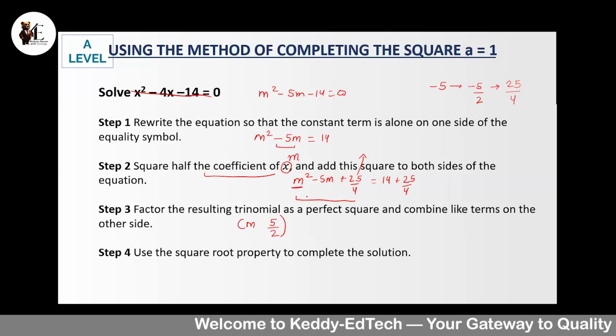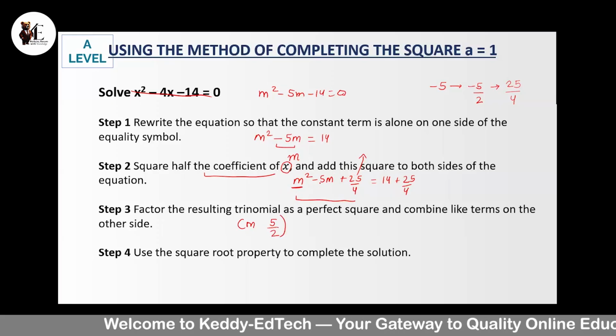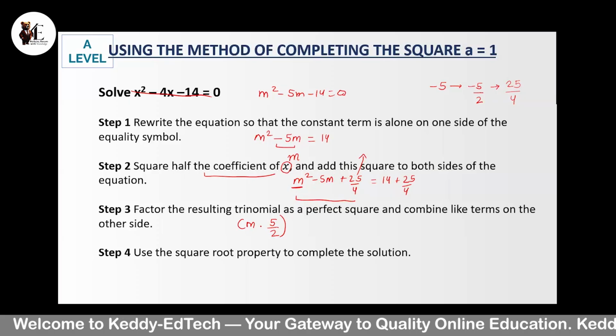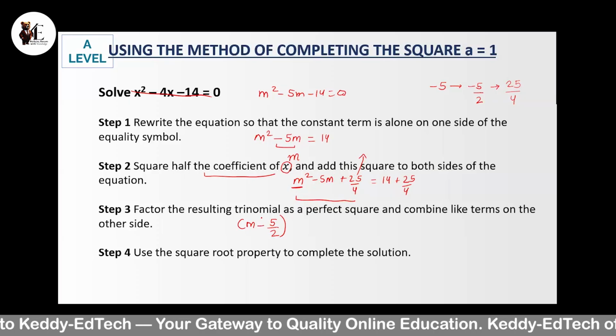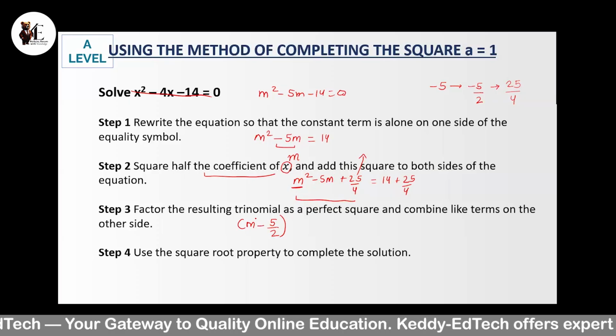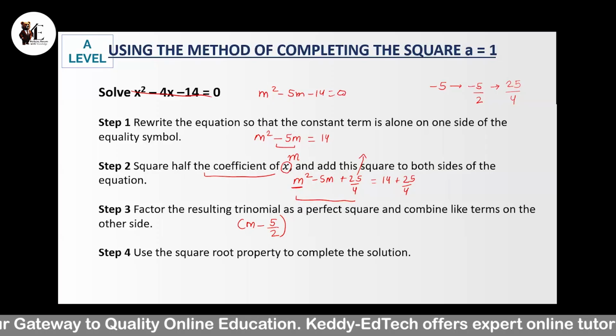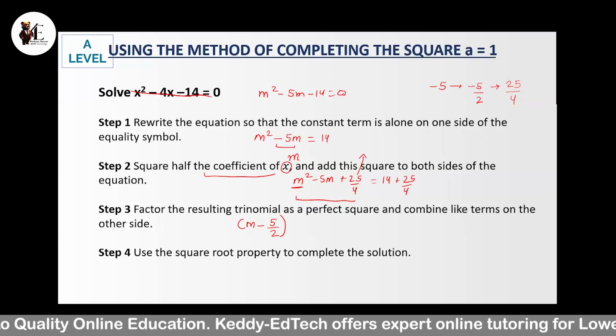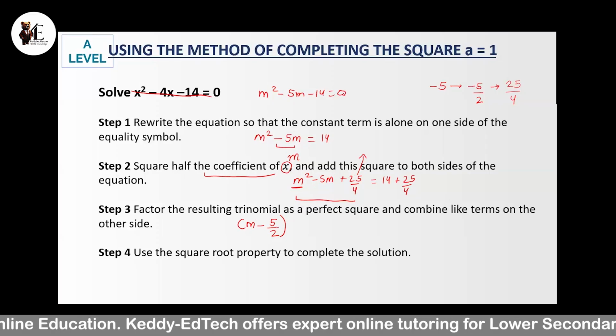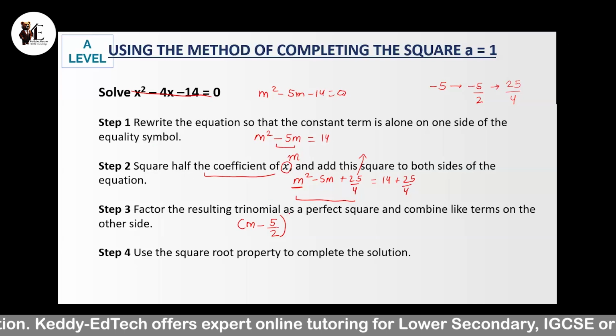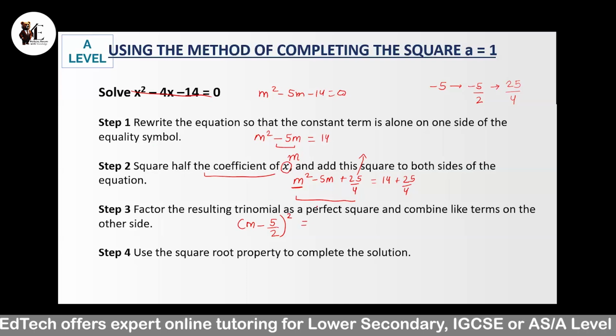And you can see that not all terms are positive. One of the terms is negative, so you have to put a negative sign in that case. If all the terms are positive, then put a positive sign. If any one term is negative, then you have to put the negative sign between them. So this is the square of m minus 5 over 2 whole square.